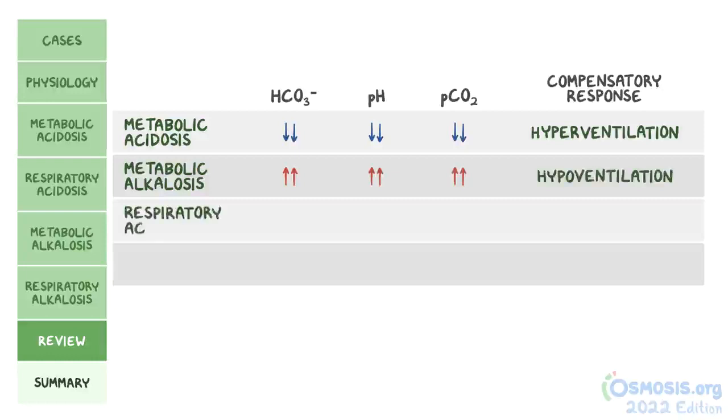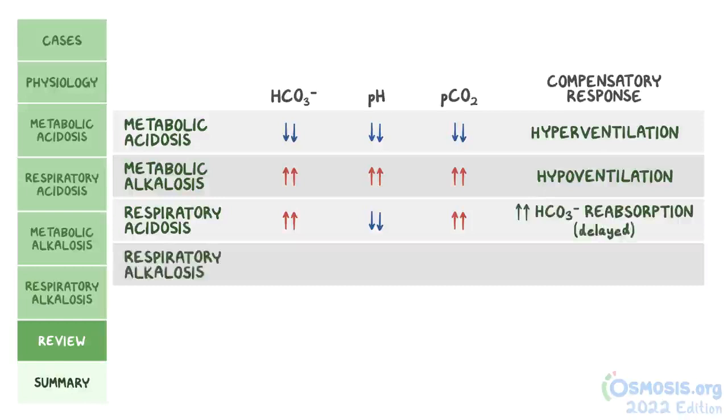With respiratory acidosis, there's an increase in pCO2, which results in a low pH and high bicarbonate ion levels, and to compensate, there's an increased renal bicarbonate ion reabsorption. But this usually takes longer to take effect, so it's delayed. And finally, with respiratory alkalosis, there's a decrease in pCO2, which results in a high pH and a decrease in bicarbonate ion levels, and there's delayed decreased renal bicarbonate ion reabsorption.